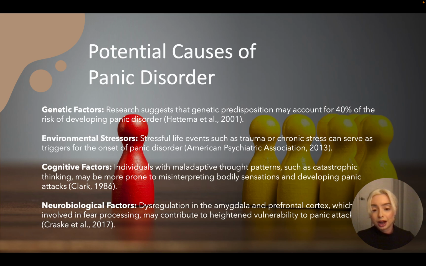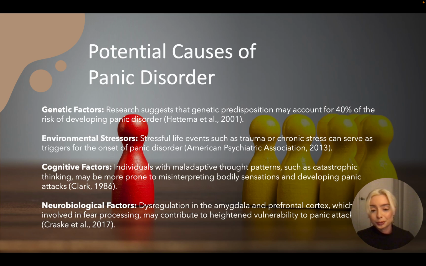There's also cognitive factors. So individuals with maladaptive thought patterns, catastrophic thinking, the worst outcome in any possible scenario, and who are prone to misinterpreting bodily sensations, can develop panic attacks, which also can be quite cyclical.